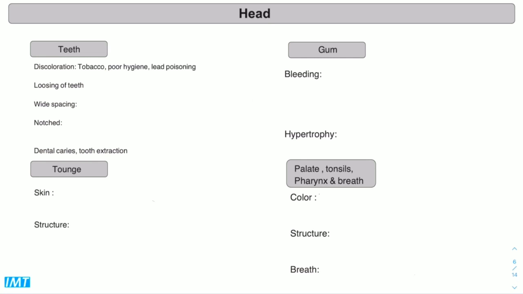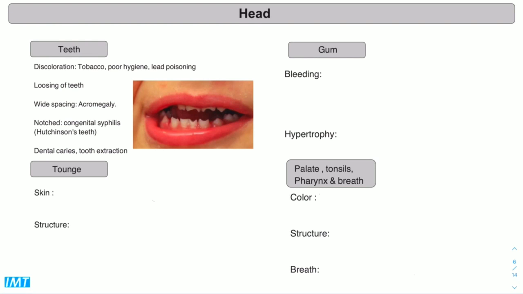Losing of teeth, wide spacing that may suggest acromegaly, and notch. If there's any notch, it suggests congenital syphilis, which is, as you can see here, those called the Hutchinson teeth. At the end, look for any dental caries, tooth extractions, and ask further about them.